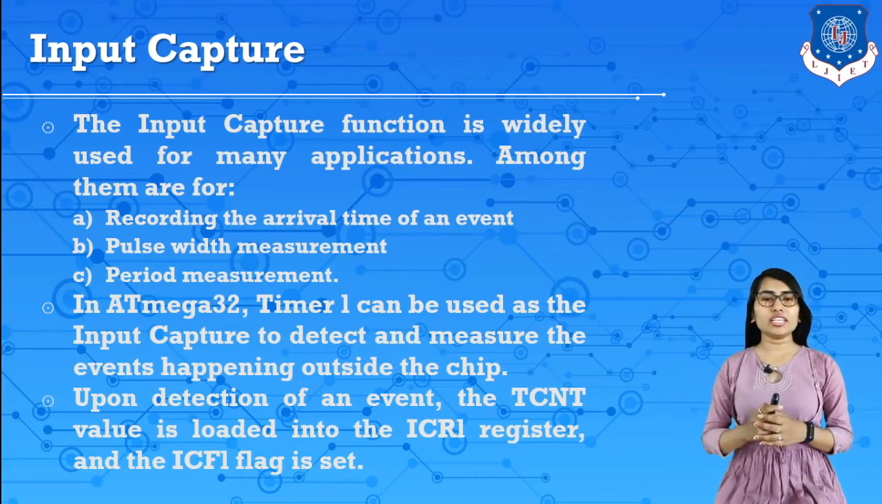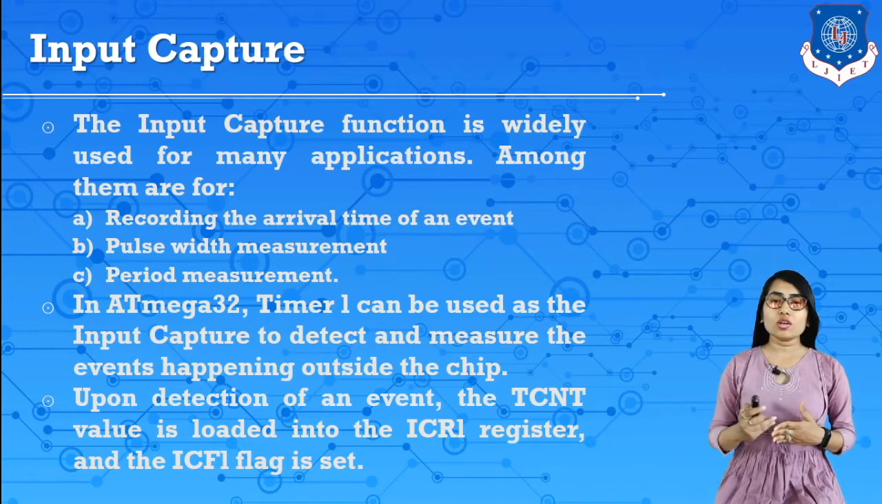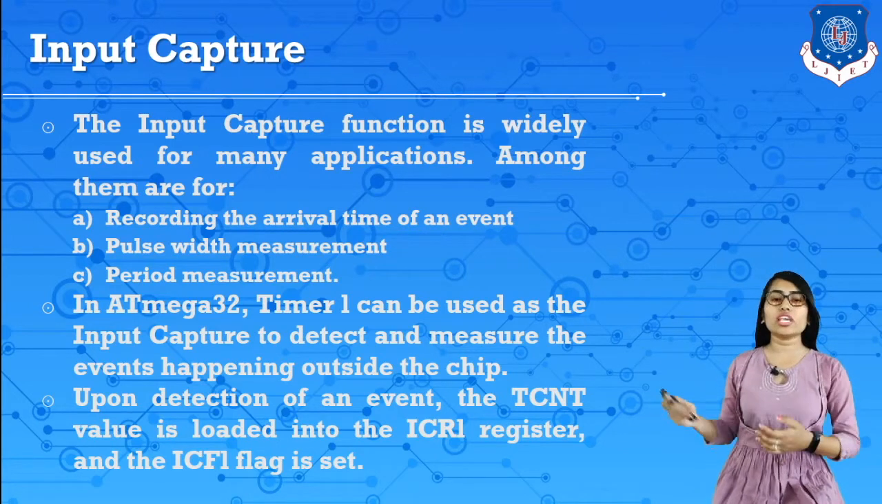In the ATmega32, Timer 1 can be used as the input capture to detect and measure the events happening outside the chip. As Timer 1 is 16-bit, it has the capability to provide the input capture function. Upon the detection of an event, the TCNT value is loaded into the ICR1 register and the ICF flag is set. So in Timer 1 there are the ICR1 register and the ICF flag related to the input capture function.